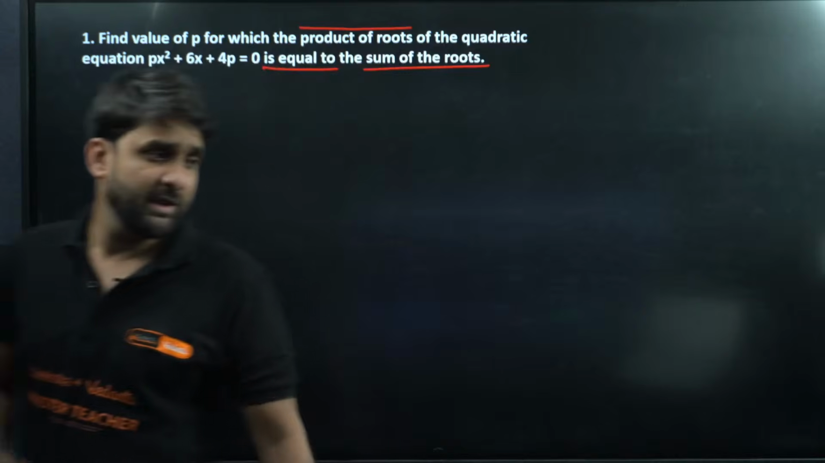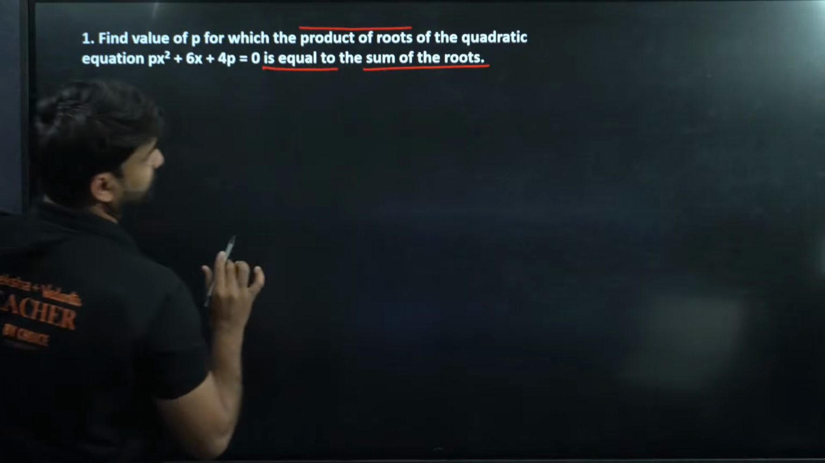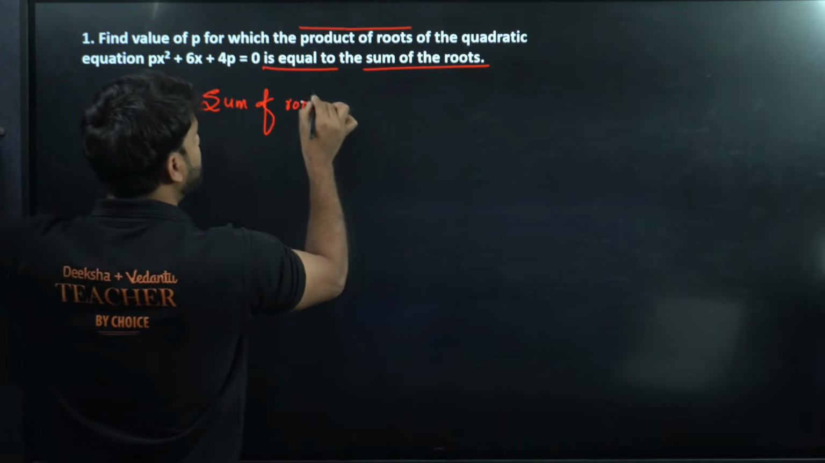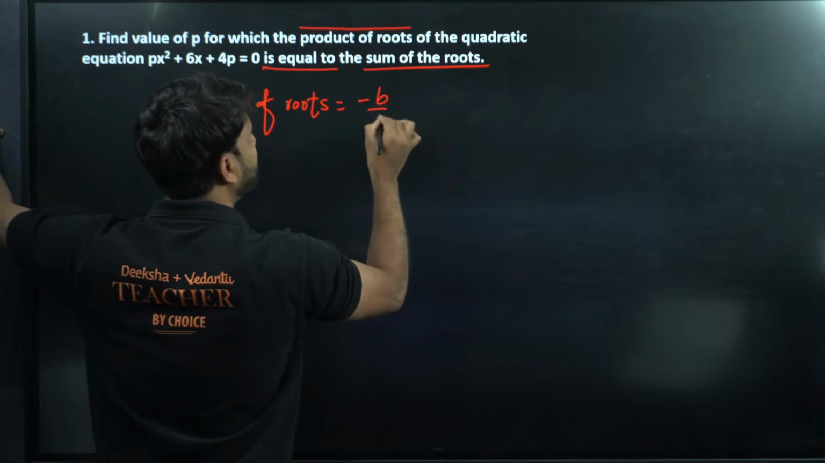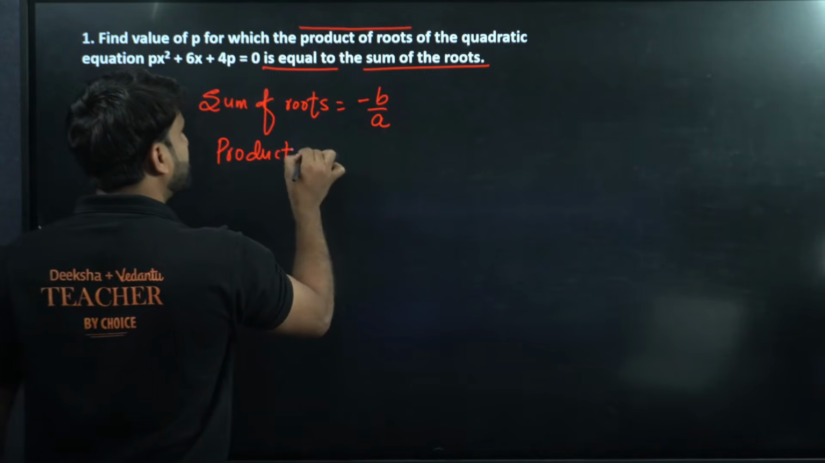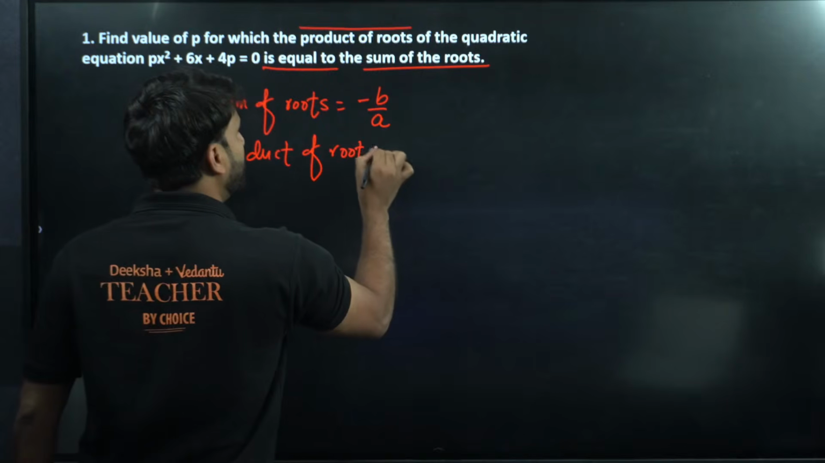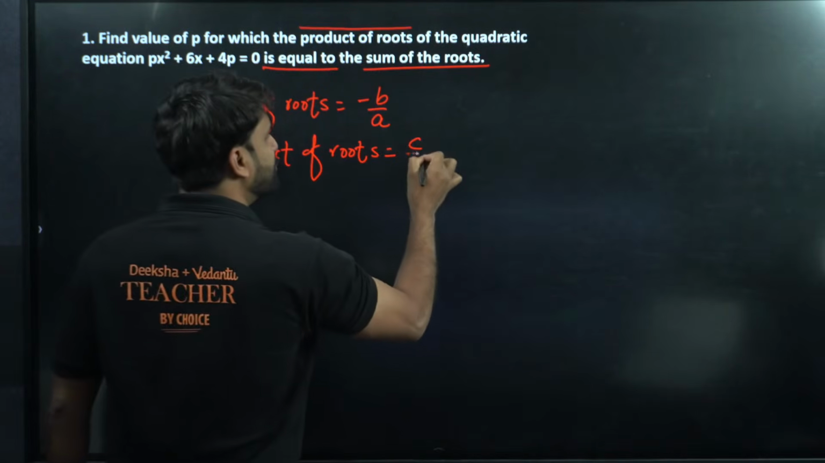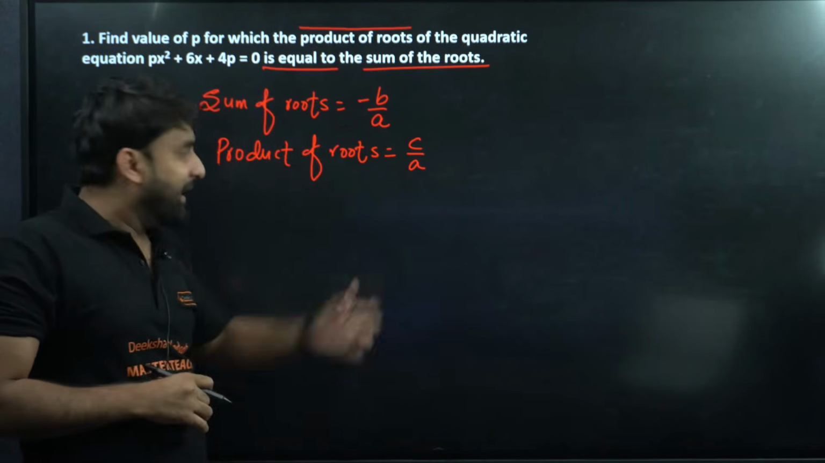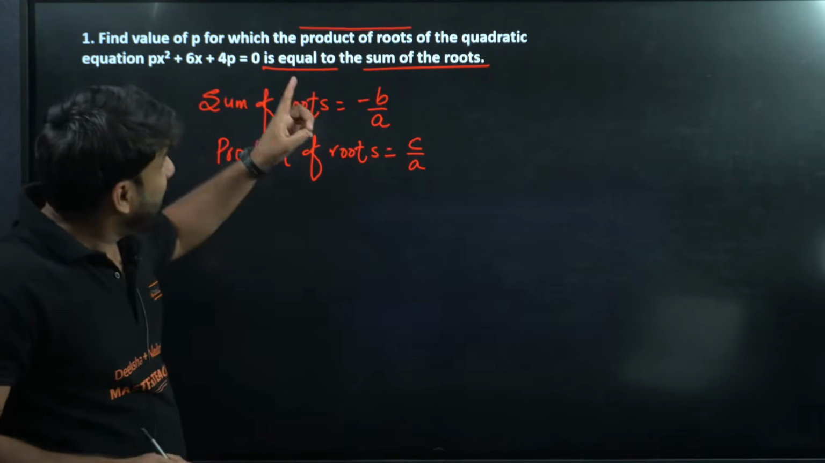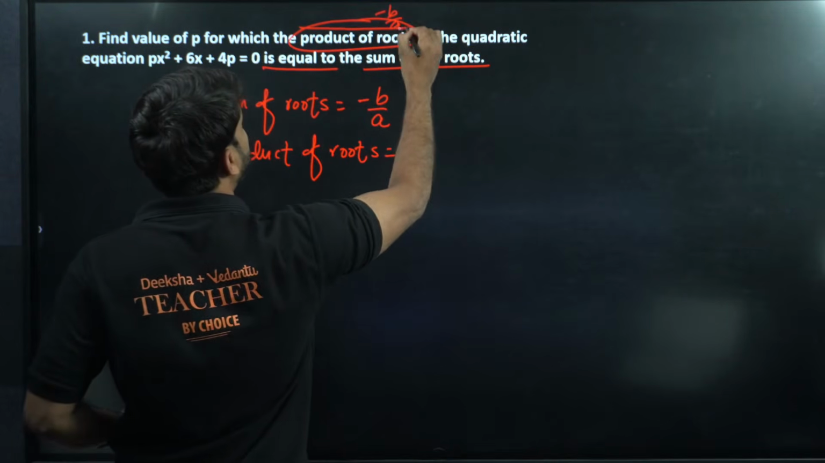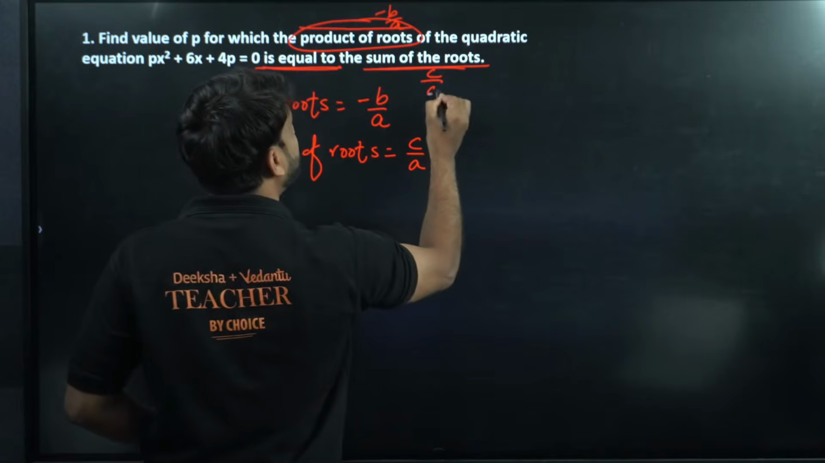Very easy question. You know, in a quadratic equation, the sum of roots is equal to minus b by a, and the product of roots in any quadratic equation is c by a. Sum of roots is equal to minus b by a, and the product of roots is equal to c by a.